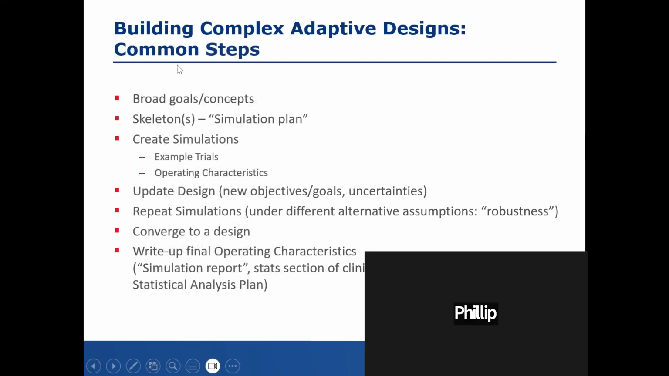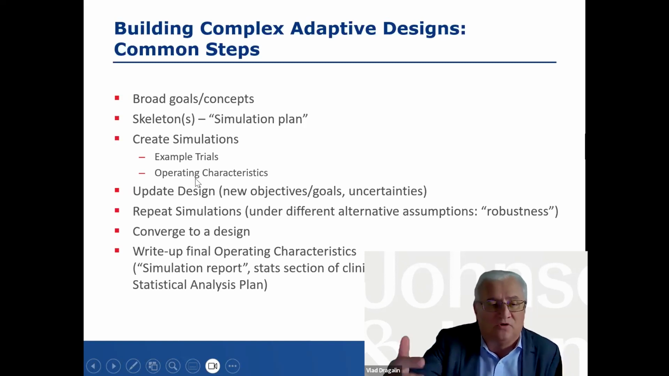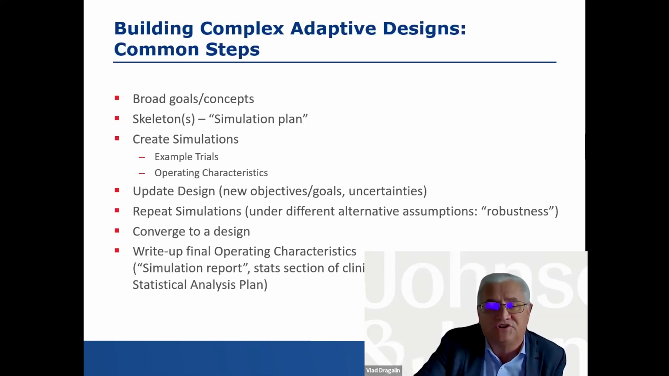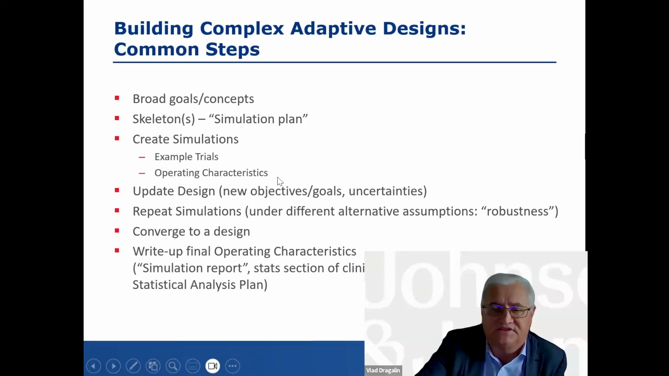So after you set up the skeleton, usually in our SOPs, you have to come up with a simulation plan for simulation-guided evaluation of different designs. You then create simulations, like this example trial that I just mentioned, but also focus on many, many simulations, millions of repetitions, when you have to evaluate operating characteristics with high accuracy.